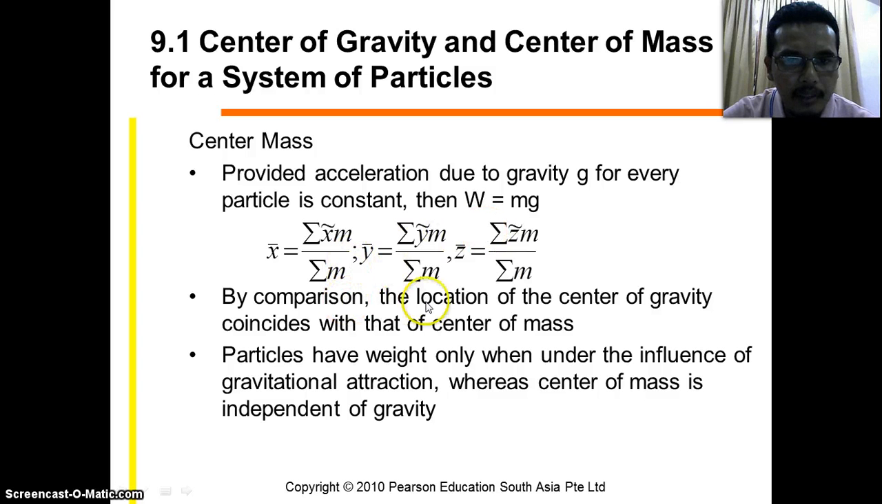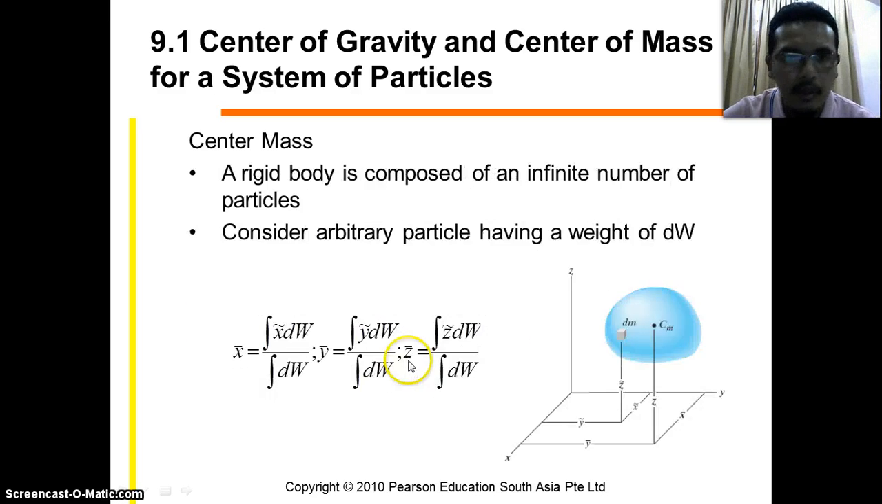So by comparison, the location of the center of gravity coincides with the center of mass. Particles have weight only when under the influence of gravitational attraction, whereas the center of mass is independent of gravity. So it just coincides with the center of mass. Okay, so here, center of mass.